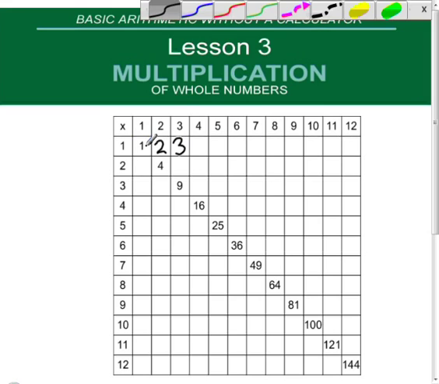That's an easy one, and it's going to be mirrored down the side. 1 times 2 is 2, and so forth. 2 times 4 is going to be 8. Just fill in all the very easy ones.